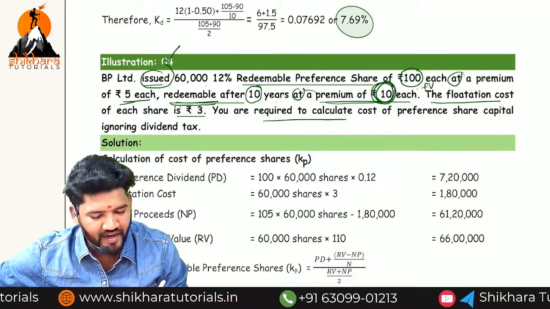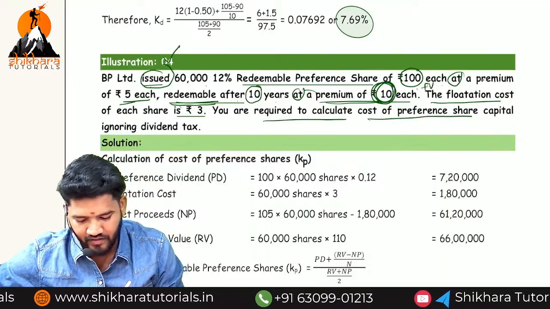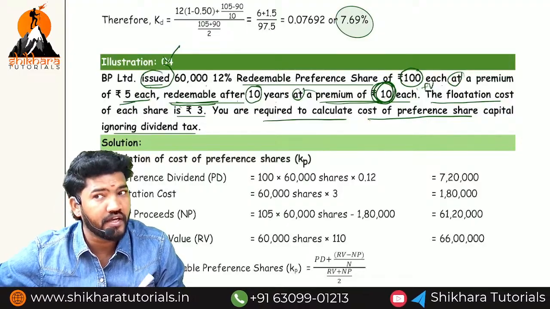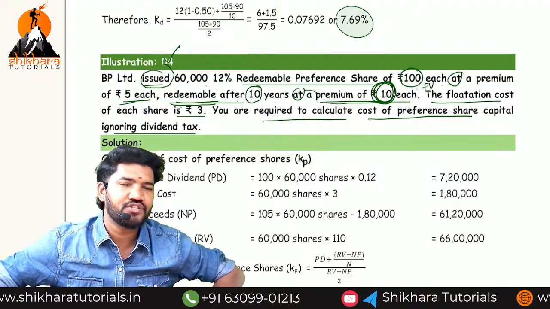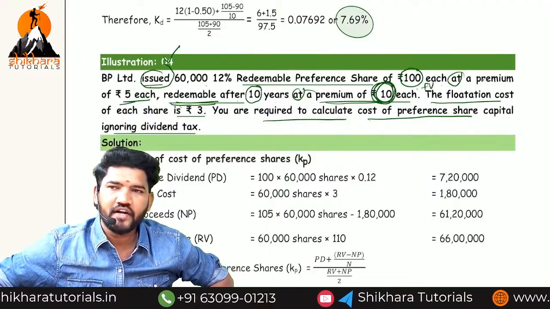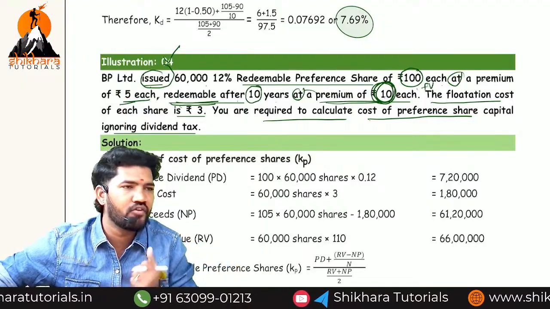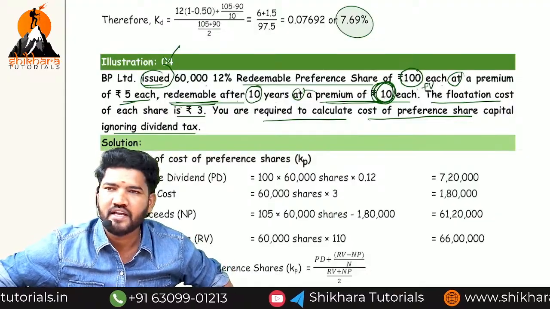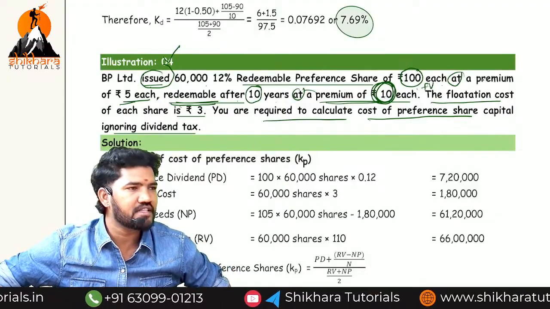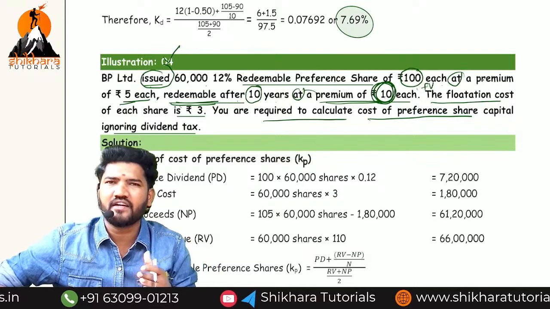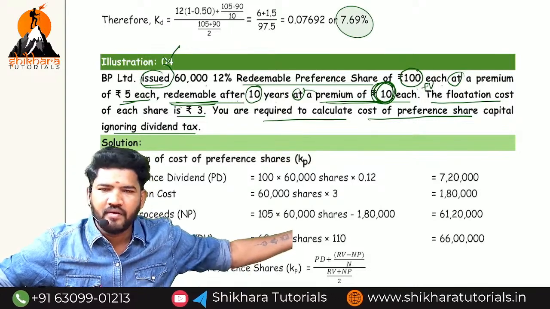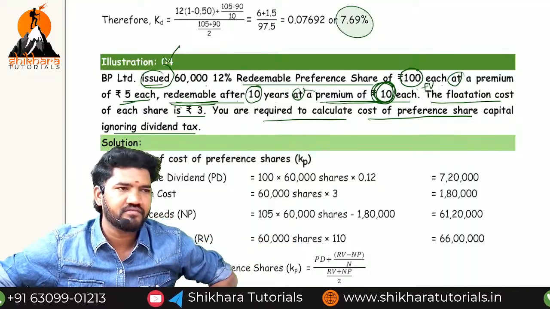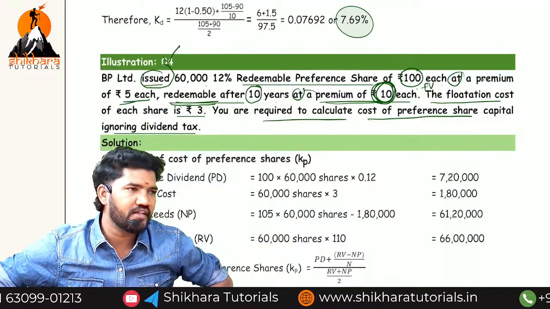You are required to calculate cost of preference share capital ignoring dividend tax. If there is a dividend tax, the formula will be changed. Ignoring dividend tax, they said clearly. That's why I am ignoring. If they said dividend distribution tax, I need to consider. Hope you guys are clear? But as per amendments, I think dividend distribution tax is not there. But the question is already printed in the FM material. That's why don't neglect that.